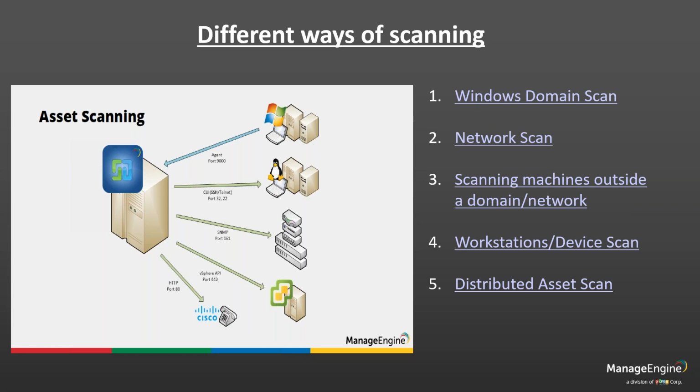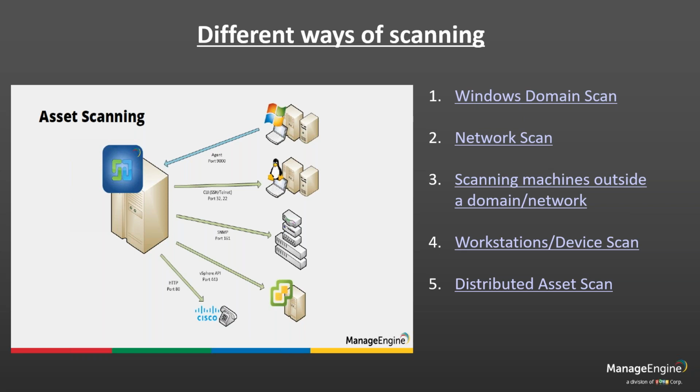Number one, Windows domain scan. This scans all the Windows workstations and servers that are part of the Windows domain. You can also scan workstations using agent or agentless mode, which scans machines using WMI. Second, network scan scans workstations and devices that are part of your network range on the basis of IP range or subnets. Third, you can scan Windows workstations and servers outside the domain using standalone workstation audit or by installing an agent in the remote machine.